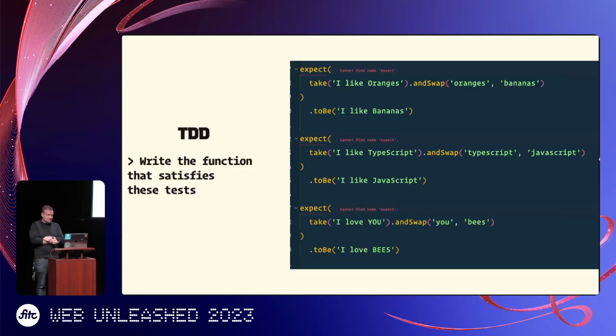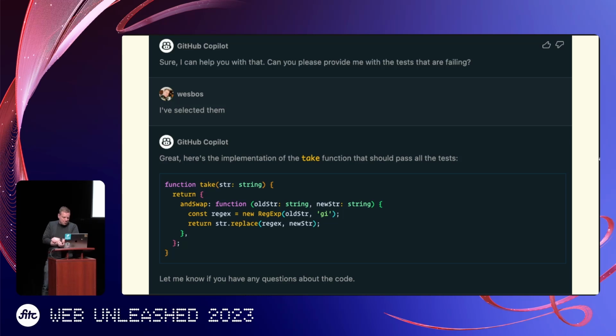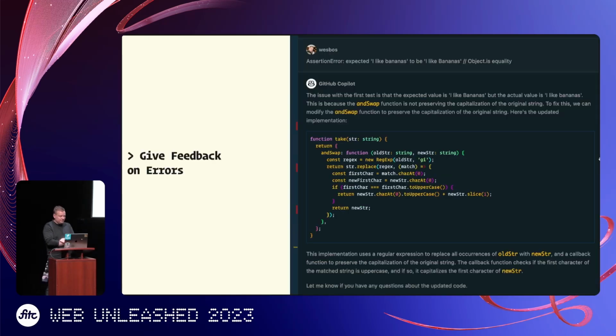Test-driven development. So, okay, if you don't know what the function is, you can write the test first and say, write the function that satisfies the following tests. It can help you understand different errors that are failing. It gives you feedback on a lot of the errors.